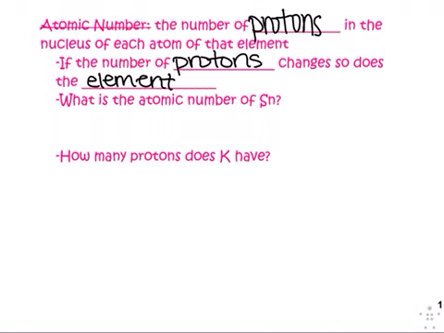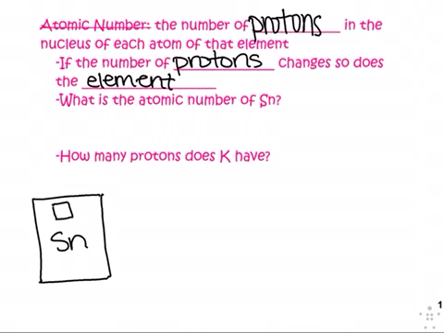So if you look at a periodic table, if your chemistry teacher was prepared and had one for you guys, if you look at each box, you're going to see the symbol. So in this case, we're looking at tin. And then there will be a whole number either at the top or on the bottom. And so for tin, what do we have for the whole number in the box?